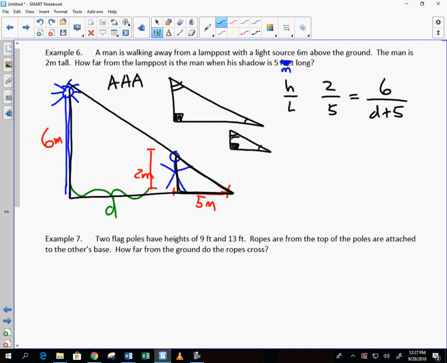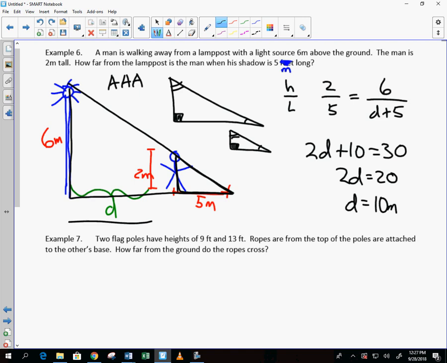Now we can cross multiply and solve. 2 times D is 2D. 2 times 5 is 10, is equal to 30. We subtract the 10. 2D is equal to 20. So D is equal to 10. 10 what? 10 meters. The question is, how far is he from the lamppost? Does D equals 10 meters tell me how far he is from the lamppost? It does. Okay, so we're good.